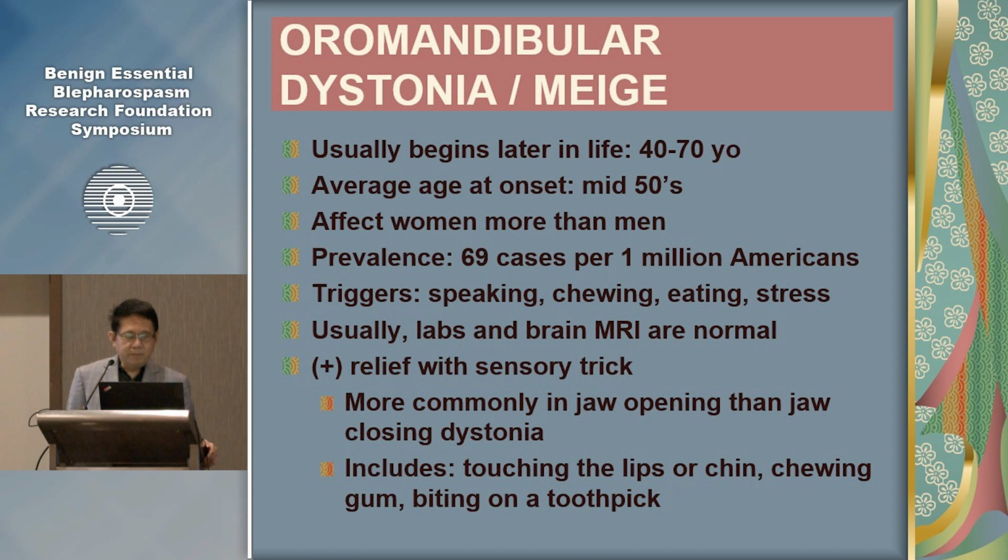Dr. Mahant also alluded to the sensory trick. This is more commonly seen in jaw opening dystonia than jaw closing dystonia. I'm going to show you some videos down the road. Sensory tricks include touching the lips or chin, chewing gum, biting a toothpick, and so on and so forth.